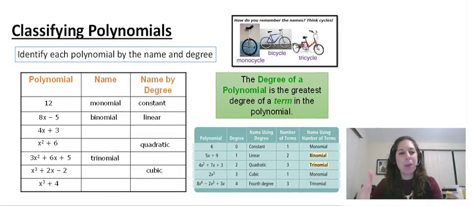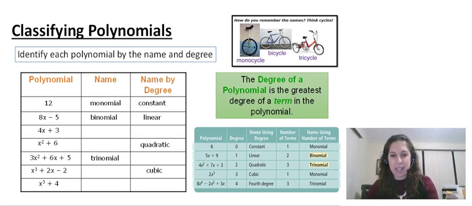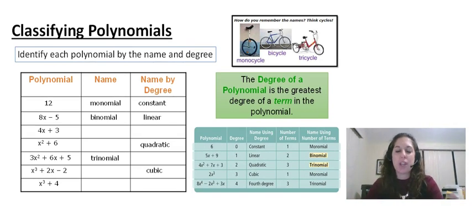Okay, classifying polynomials. Here, we write in standard form, that way it's very easy to classify. We can look at it, we know exactly what type of graph it would be if we were graphing it. We know what kind of equation. We can tell a lot when they're written in standard form. So it's just the way to keep everything consistent.